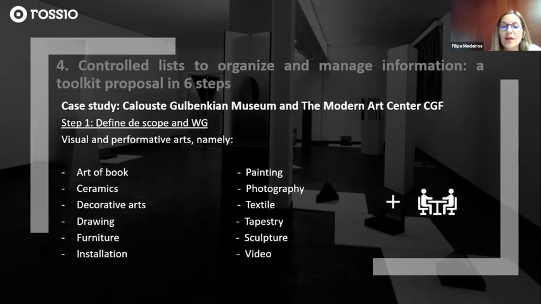So, step 1, define the scope. Our scope is the visual and performative arts, namely art of the book, ceramics, decorative arts, drawing, furniture, installation, painting, photography, textile, tapestry, sculpture, and video. The working group is composed of members of our working group, 2 curators of both museums, 2 information professionals from the art library and archives, and 1 member of the information systems team, from the company that manages the software.